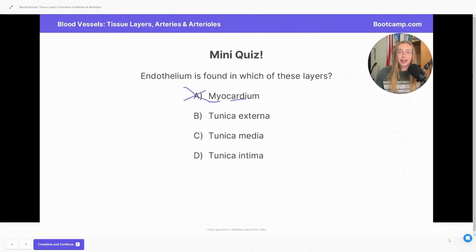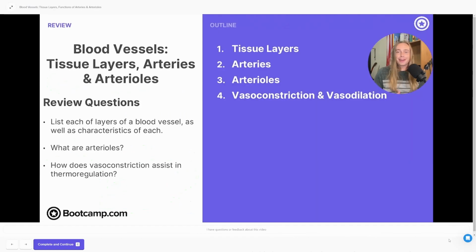Next we have tunica externa, but recall tunica externa is the externalmost layer, and it's made up of connective tissue, collagen proteins, and elastin proteins. For C, hopefully recall that tunica media is going to stand for the muscular layer of a blood vessel. This leaves us with the correct answer choice D. Recall that tunica intima is going to be made up of a single layer of epithelial cells known as endothelium.